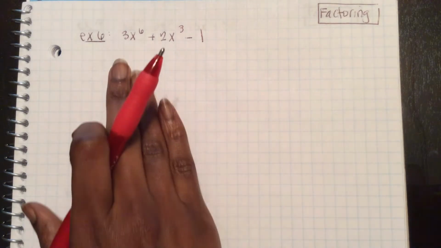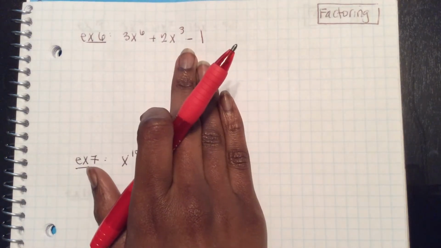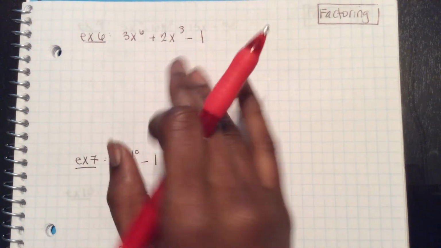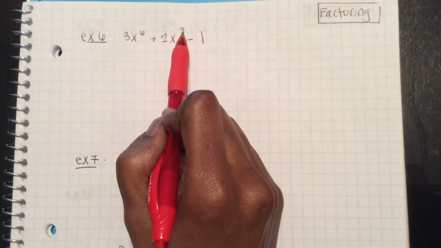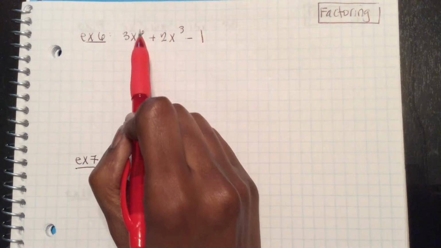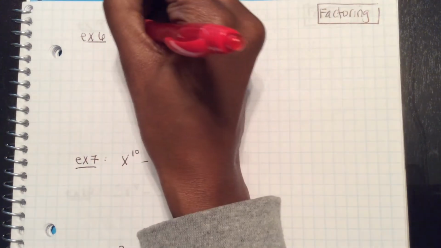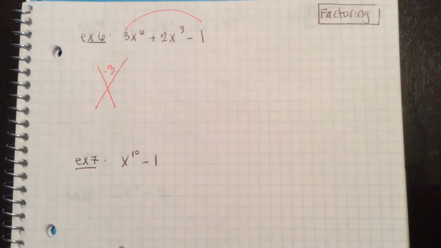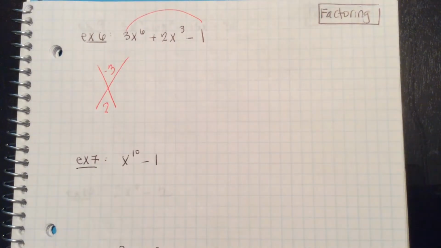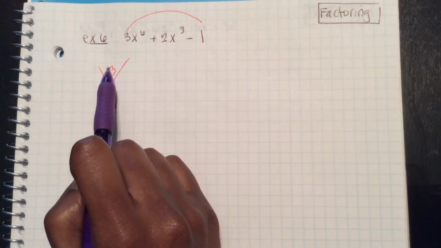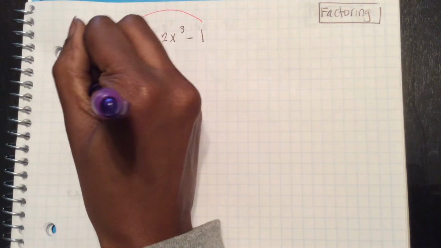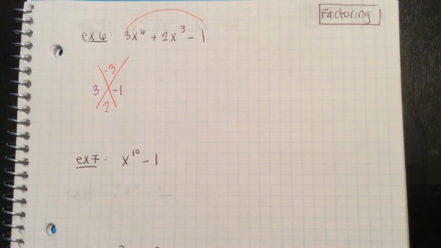In example 6, I have another trinomial, and this is in special quadratic form, when my highest power is double my middle power. So my a value is 3. 3 multiplied by -1 is -3. My b value is 2. Two numbers that multiply to make -3 and add to make 2 are 3 and -1.